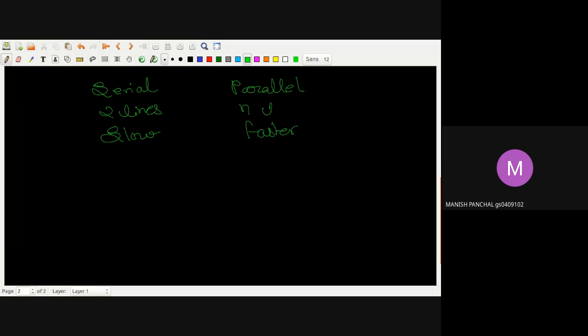Here there are n lines, but the problem is that the maintenance of this is very difficult, because if any of the lines is not working, then the information will not be retrieved at the destination perfectly. So that's why the maintenance is very difficult. And apart from that, it is a very complex thing, and it is very costly.